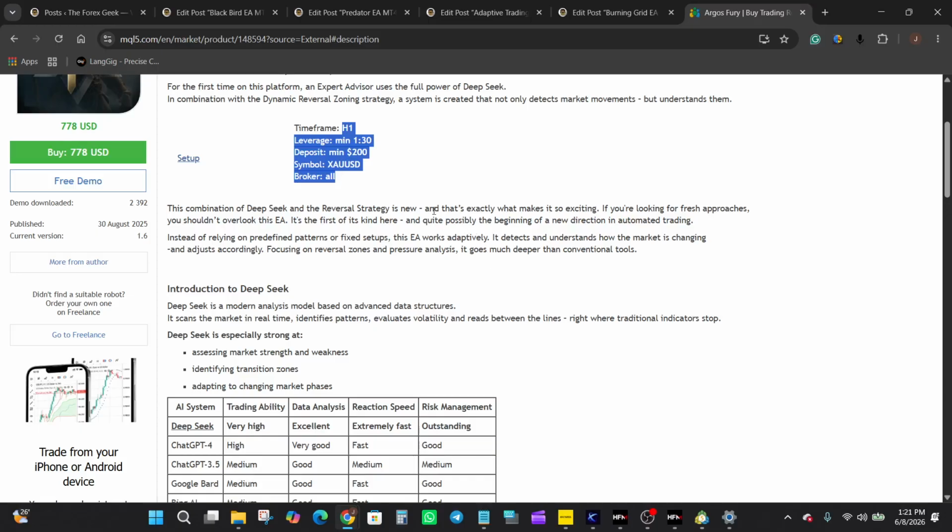With a minimum leverage of 1:30 and a minimum deposit of $200. The developer also states that it can be used with all brokers.